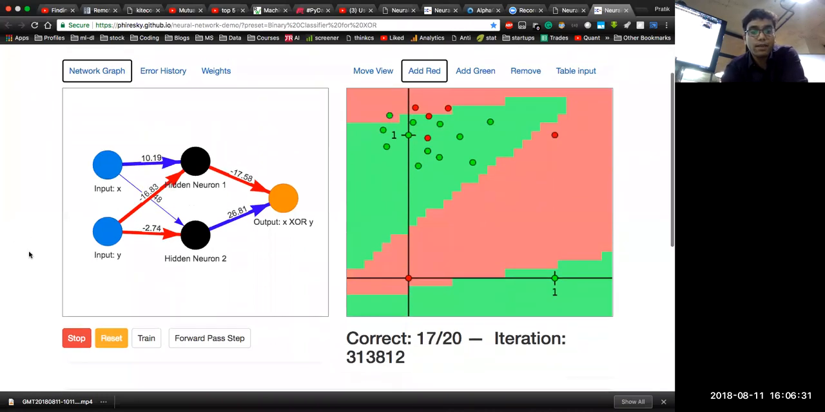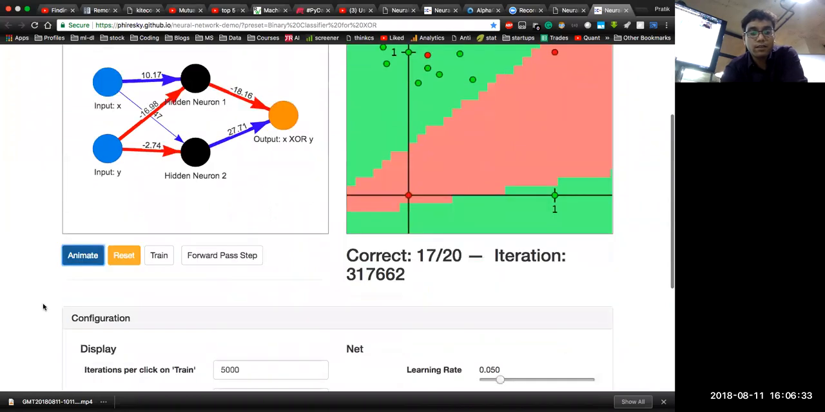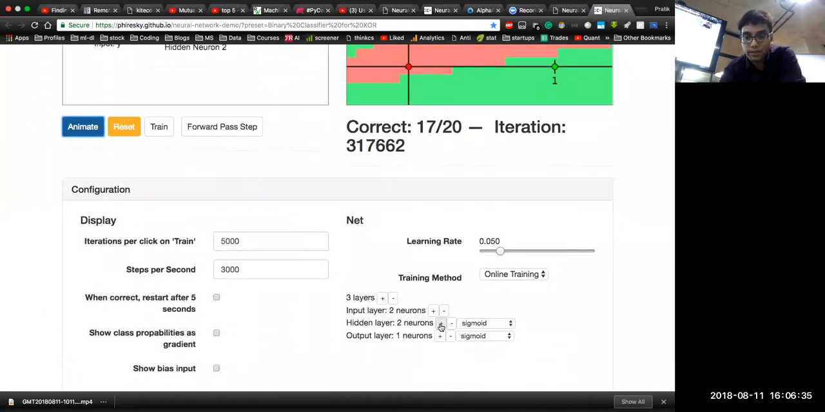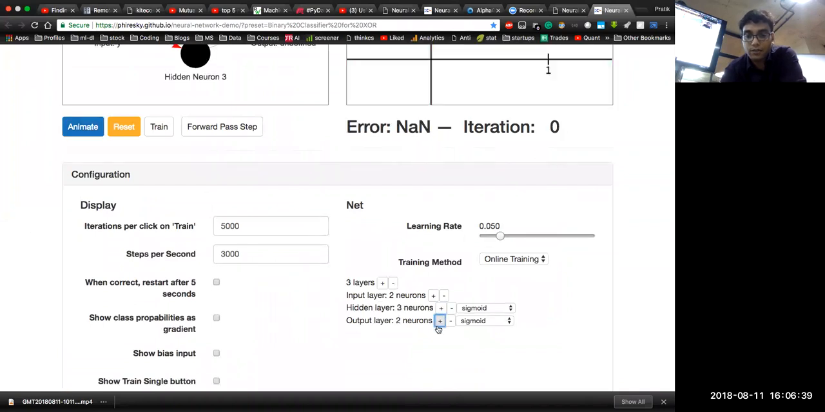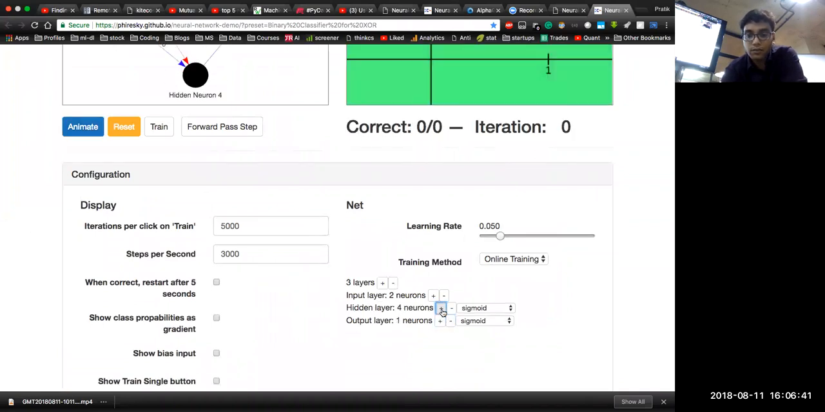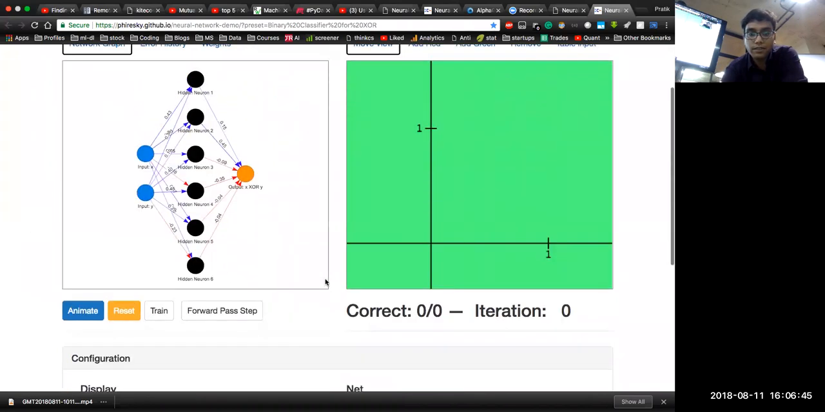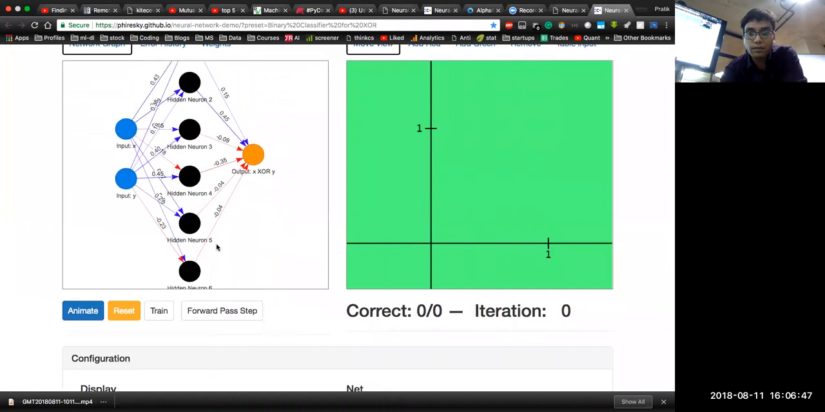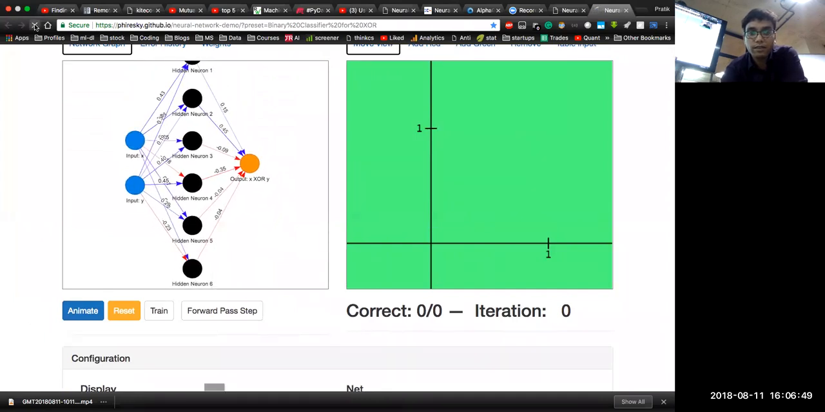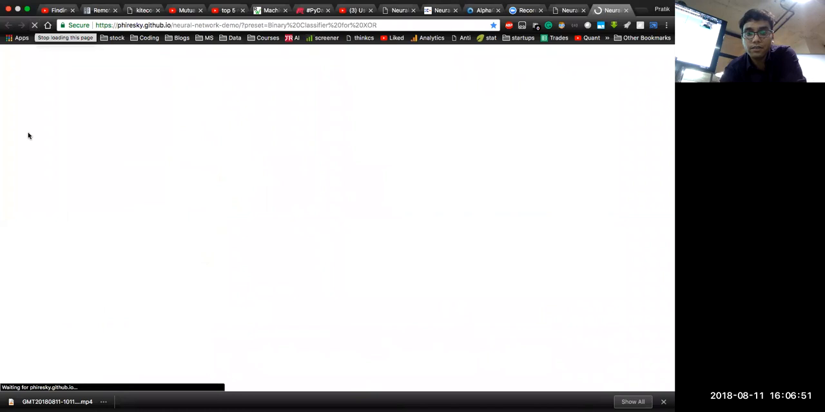Now, what can happen if I add more neurons? Let's just try it out and see. So in the hidden layer, there are two. I add more neurons. I guess I added 6 neurons. I lost the. This whole thing is refreshed. I will just refresh this thing.